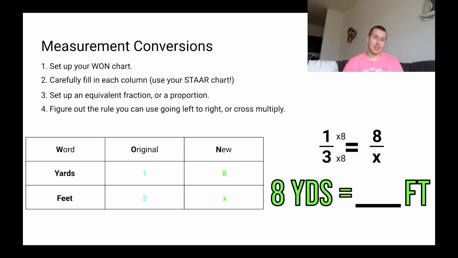This one was a little bit easier to see, but when we start using decimals or bigger numbers, it might not be so obvious what the rule is going from left to right. So that's why I suggest to cross multiply. And we'll show a couple examples of that later.